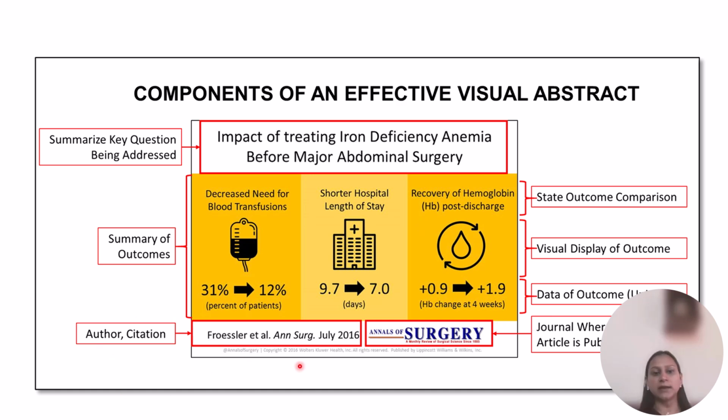And you can see that here is the citation, the journal where the article is published, and this is basically the visual display of outcomes.